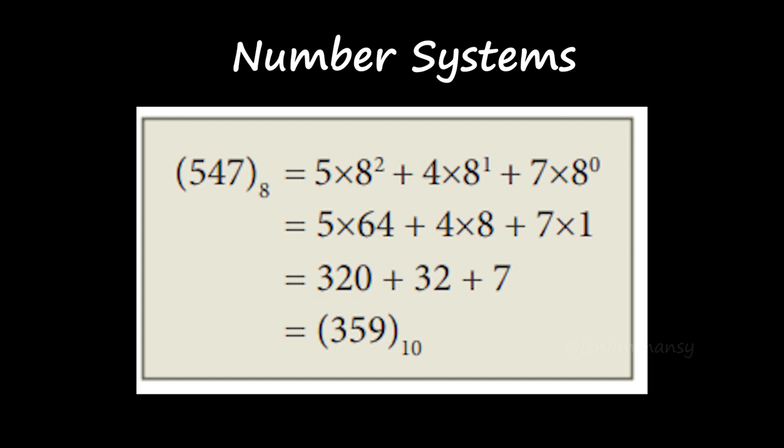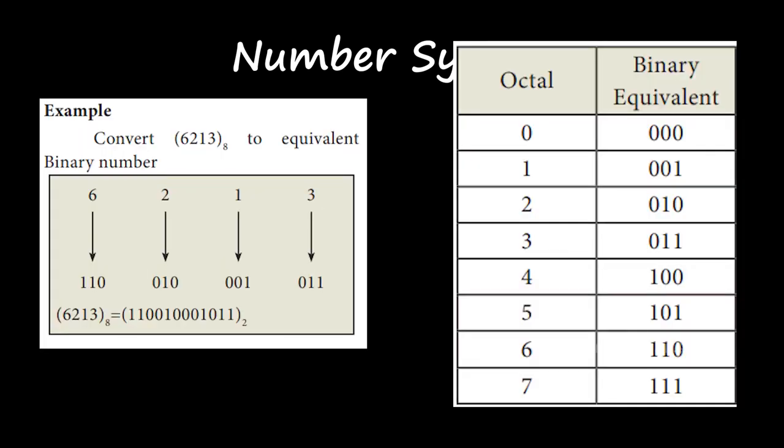In this method, you will just multiply the value 8 power 0, 8 power 1, 8 power 2, 8 power 3 likewise, and you will multiply and add all the values at the end, and you will get the decimal equivalent. Okay, and octal to binary, same as we saw for binary to octal only.